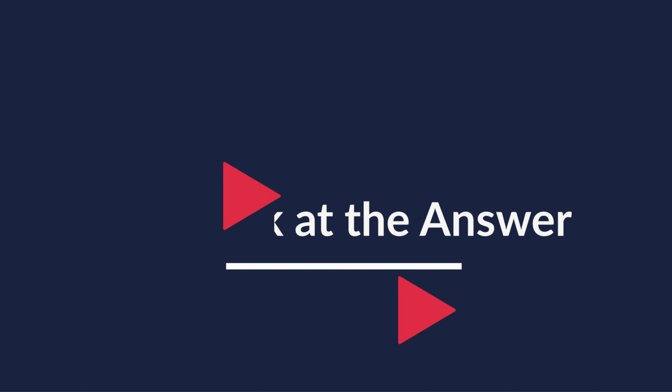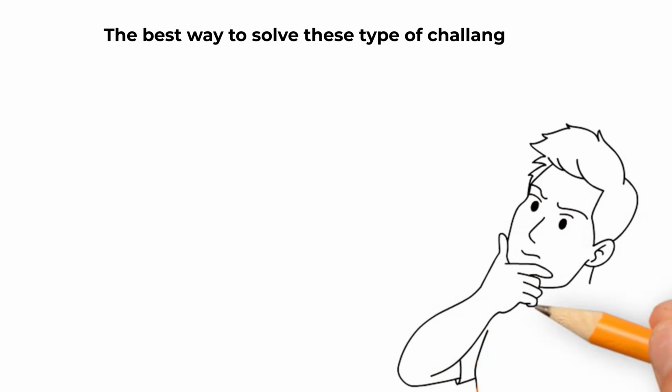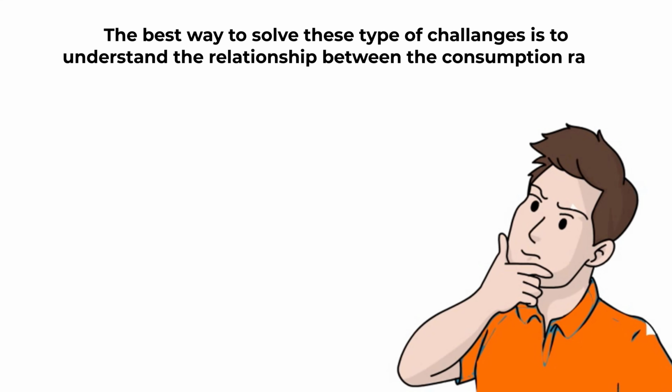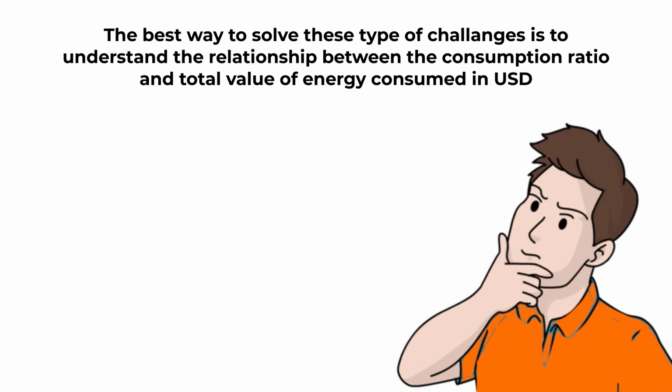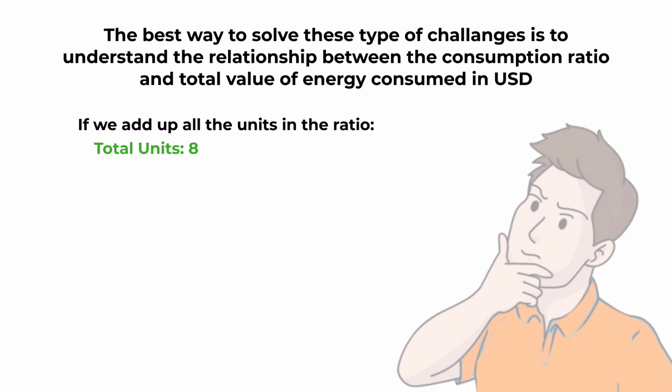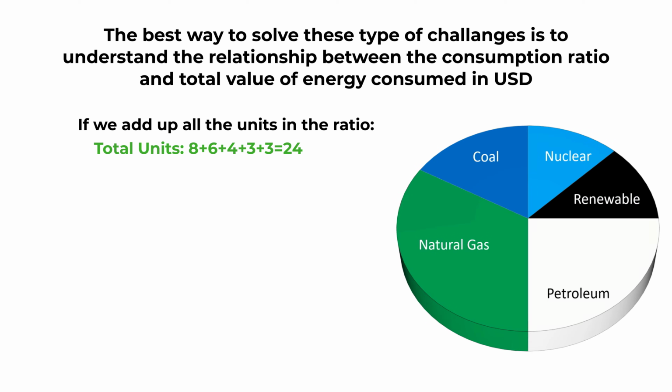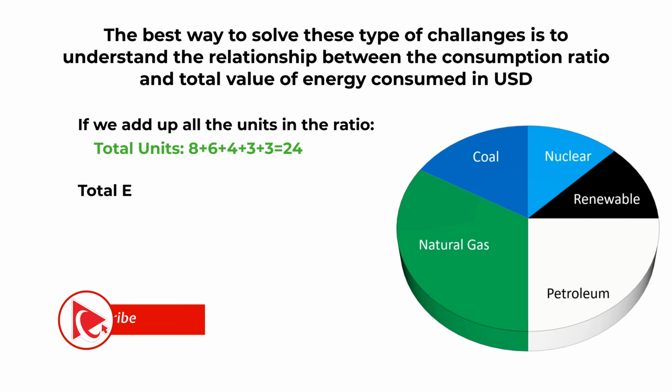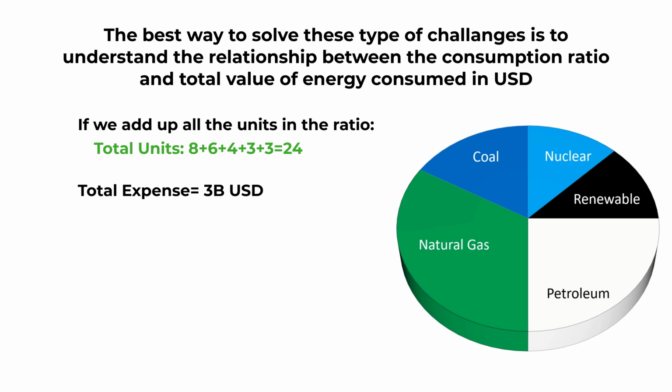The best way to solve these types of challenges is to understand the relationship between the consumption ratio and the total value of energy consumed in US dollars. If we add up all the units in the ratio, we get the sum of 24, because 8 plus 6 plus 4 plus 3 plus 3 equals 24. Our total consumption expense is $3 billion, but answers are presented in million dollars, so we need to convert $3 billion into million dollars, which is the equivalent of $3,000 million.